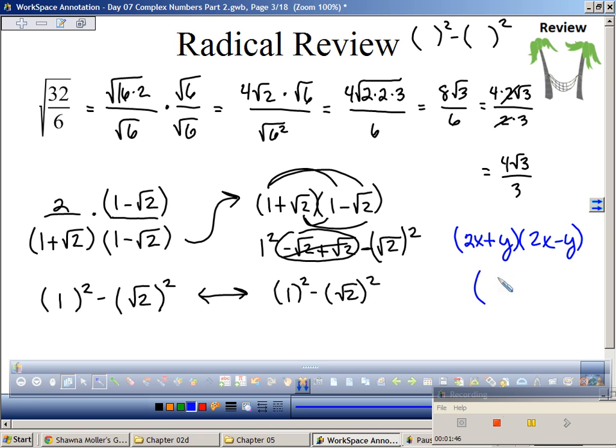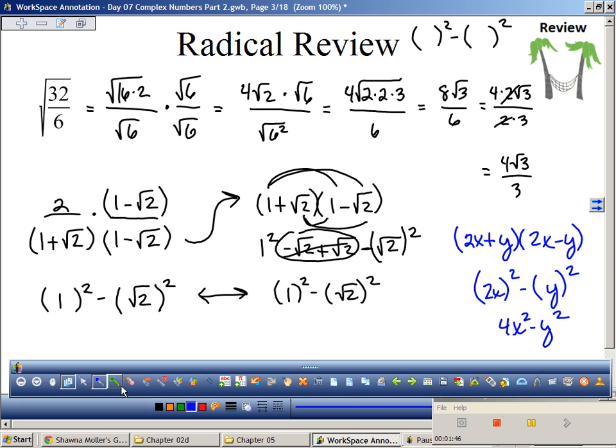Difference of two squares still, right? What's my first term? Or 2x squared and y squared, which is 4x squared minus y squared. No, not yet. This one? I'm doing the same exact thing. I'm going to do it again.